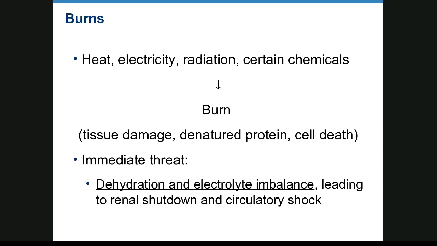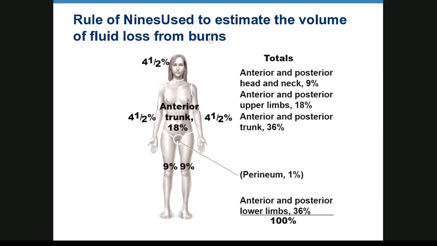Okay, the next subject is burns. They may be from heat, electricity, radiation, chemicals, but they're all the same in what they do. Tissue damage, denatured protein, cell death. Now, the immediate threat is dehydration, electrolyte imbalance, and you can get renal shutdown, circulatory shock, and death. This is the rule of nines to help estimate just how much fluid loss there is going to be. For instance, the trunk, the front counts as 18%, the back counts as 18%, and so on.